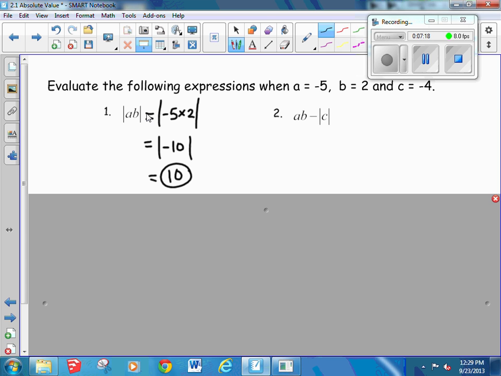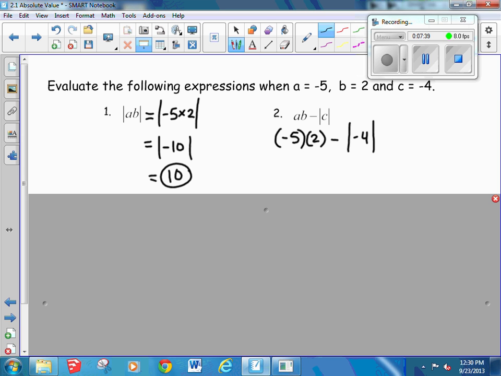Now I want to do 2 with you. I don't want to let you loose on it because I want to point out something important here. 2, we have AB minus the absolute value of C. We're still going to substitute in first. So my A is -5 times my B is 2 minus the absolute value of -4.